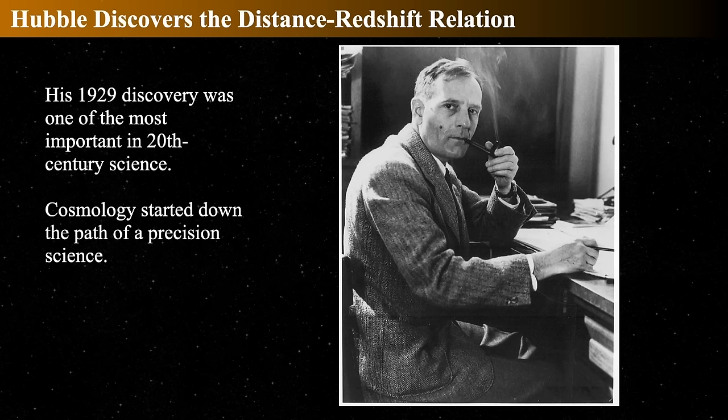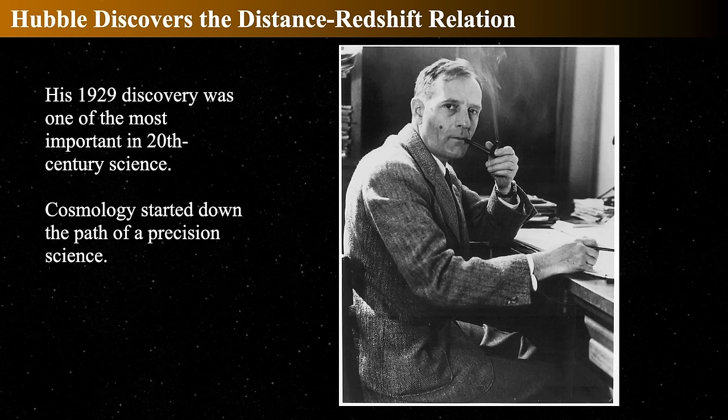Hubble set out to compare the distances with the recession velocities and subsequently found that the recession velocity is larger if the galaxy is positioned further away. This was understood, after much debate, to mean that he had found the systematic expansion of the universe. This is a really big discovery. In fact, it's one of the most important discoveries of 20th century science. It changed the nature of the study of the universe.